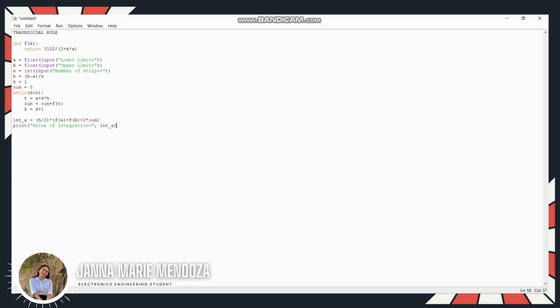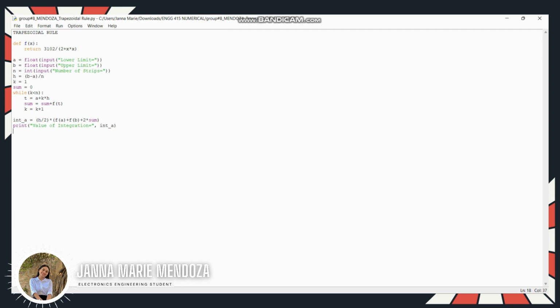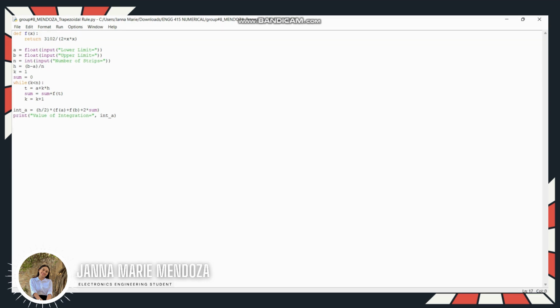Then, before running the code, we will first save the file and have its file name, which is group number 8 Mendoza Trapezoidal Rule. After saving the file, we could now run the program.